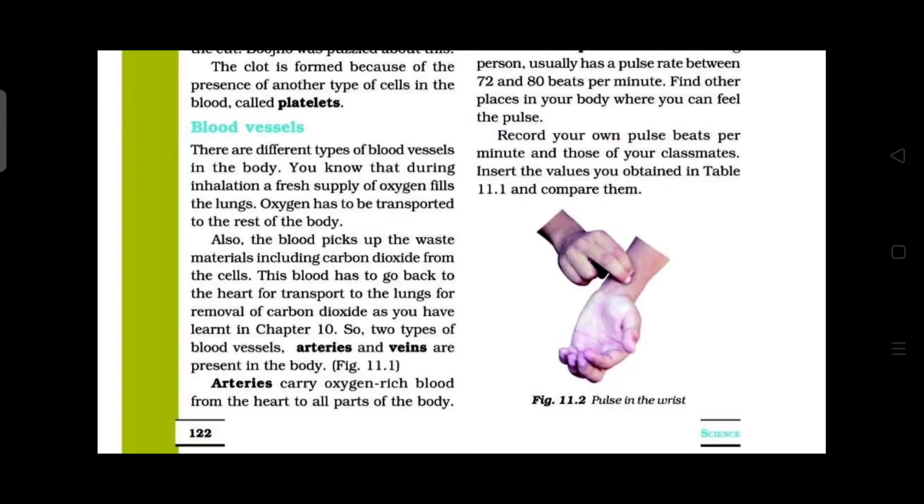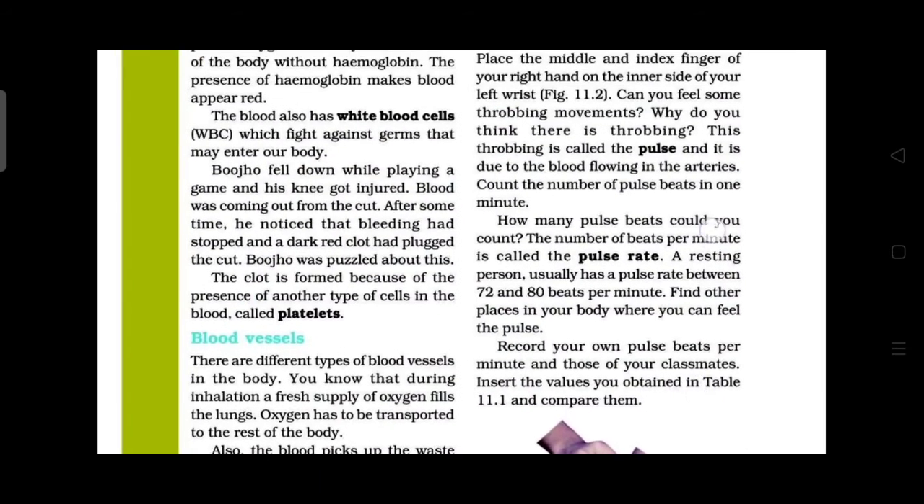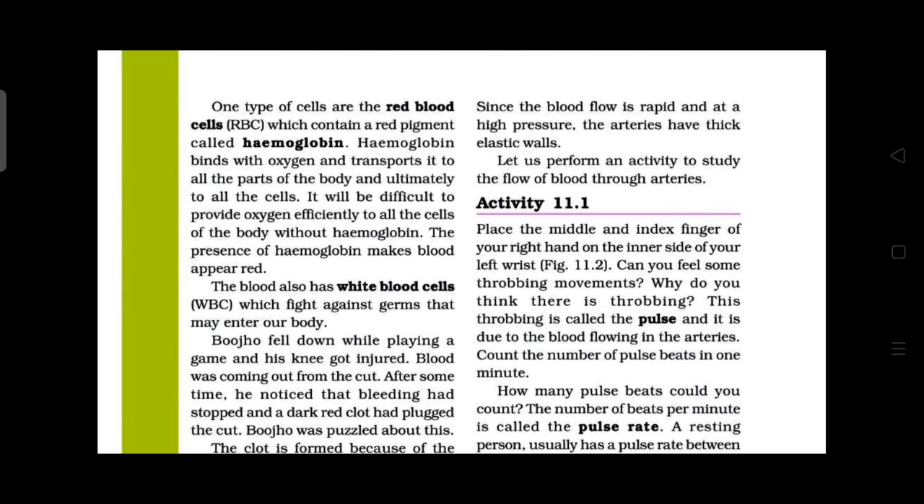Since the blood flow is rapid and at high pressure, the arteries have what? Thick elastic walls. Arteries carry oxygen rich blood from the heart to all parts of the body. Since the blood flow is rapid and at high pressure, the arteries have thick elastic walls also.